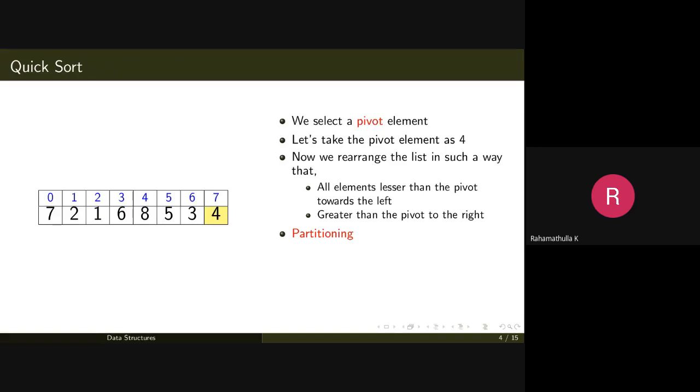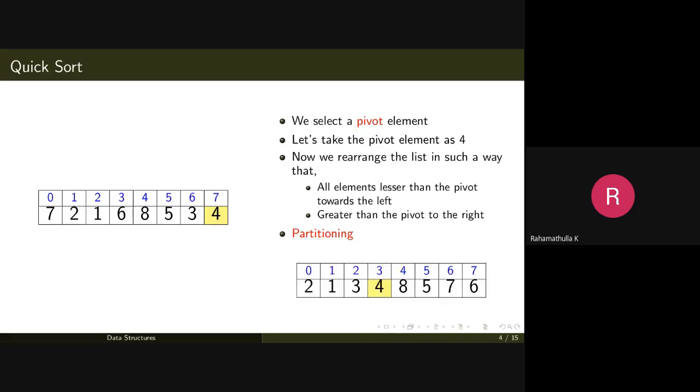So we take a pivot element, let's say the pivot element is 4. All the elements which are less than the pivot element, that is 2, 1, and 3, should go to one part. And all the elements which are greater than the pivot element, 7, 6, 8, and 5, will go to the right hand side. So if you partition this, it will look like this.